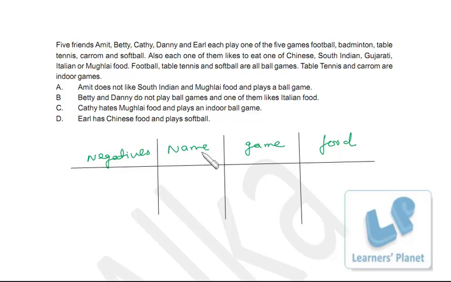The first one is Amit does not like South Indian and Mughlai food and plays a ball game. So suppose I write Amit over here. Okay, I'm not getting much information, so I just try with this one. Earl has Chinese food and plays softball. Okay, so Earl. Generally what we should do, we should just write down the short names, right? Chinese food, so Chinese, and then the game is softball. So this is done.